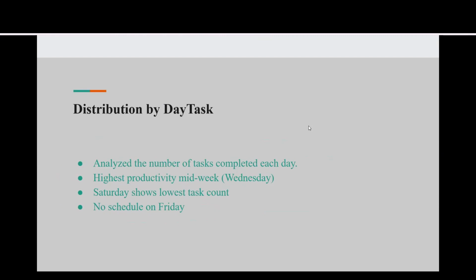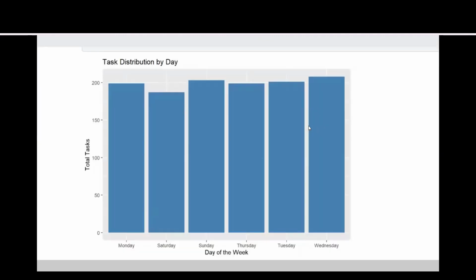Distribution of the data. Productivity is the highest midweek, especially on Wednesday. Saturday has the lowest staff count, and there is no data for Fridays, hence no work was scheduled.